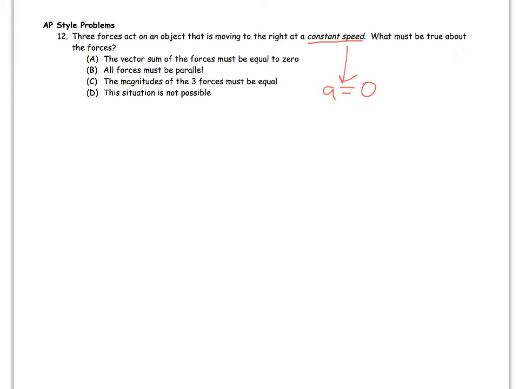Well, the first is the vector sum of the forces must equal 0. That just means that the sum of the forces overall adds up to 0, and that is our correct answer. For B, all forces must be parallel. That's not necessarily true. We could have a situation where one force is like that, one force is like that, one force is like that, and they all cancel out.